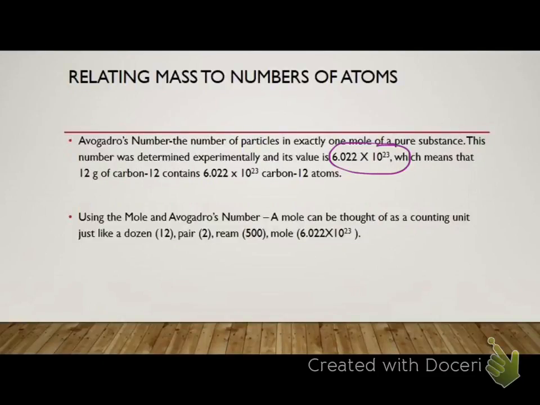If I say I have a dozen donuts, how many donuts do I have? 12. If I have a dozen cookies, how many cookies do I have? How about a dozen eggs? No matter what I have a dozen of, a dozen means 12. Okay? So no matter what I say I have a mole of, it means I have 6.022 times 10 to the 23rd particles or atoms or ions or molecules. Okay? It's a counting number like some of these other things are.